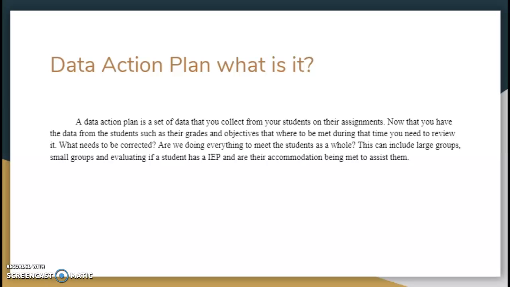What needs to be corrected? Are we doing everything to meet the students as a whole? This can include large groups, small groups, and evaluating if a student has an IEP and their accommodations are being met to assist them.